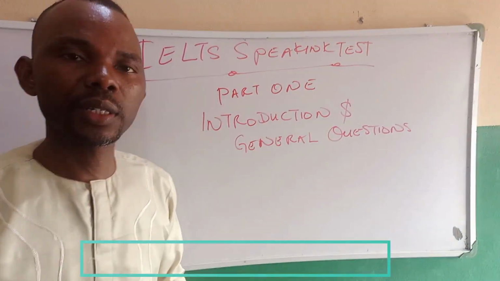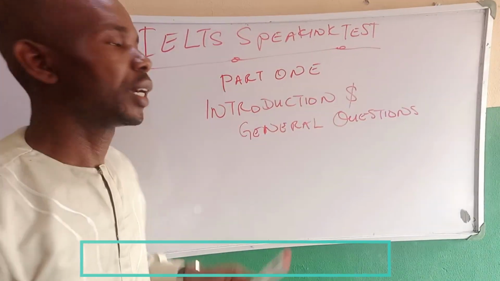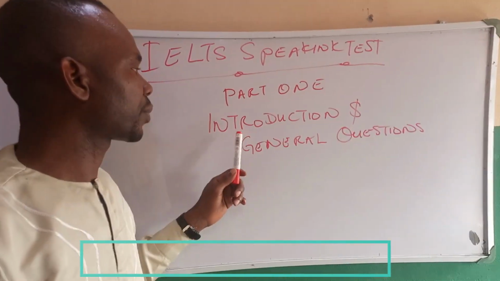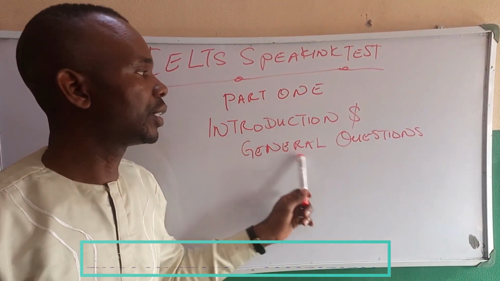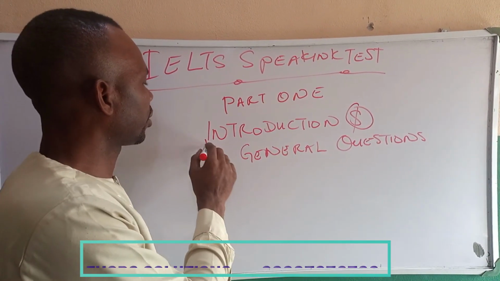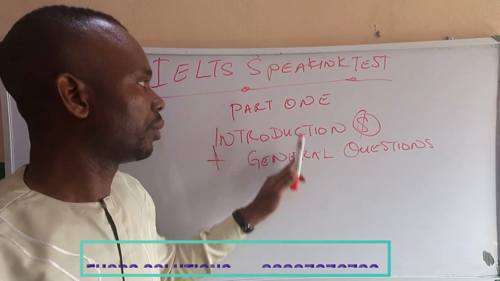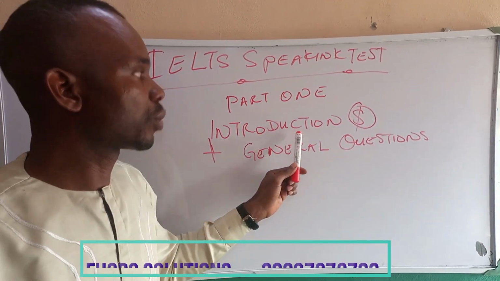So like we just said from the introduction, the IELTS speaking test is divided into three. The first part, or Part One, is called Introduction and General Questions. Just like you know, it means introduction plus general questions. So in Part One, you are going to have two subsections.